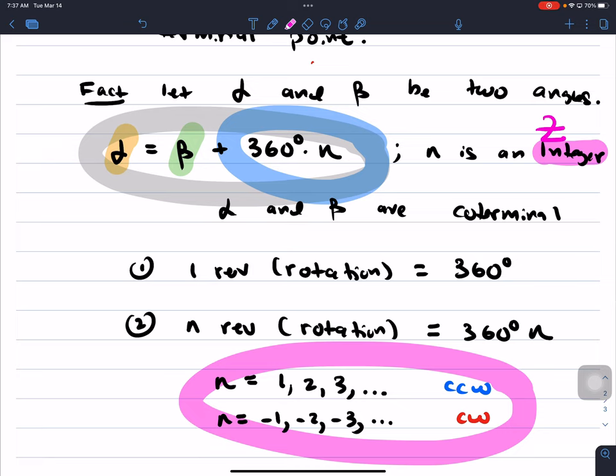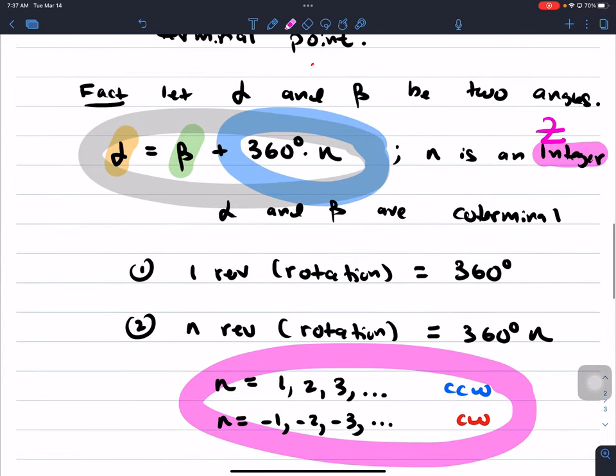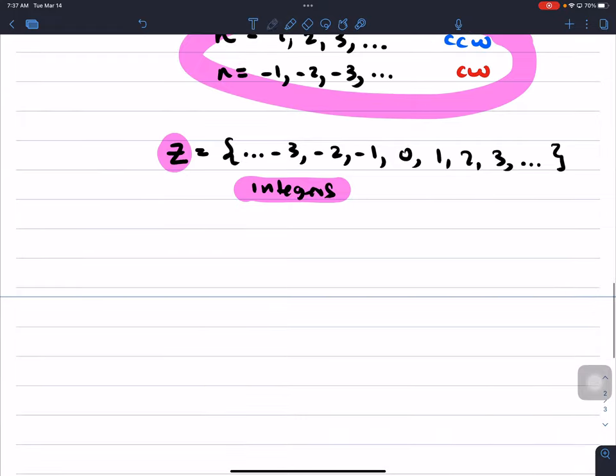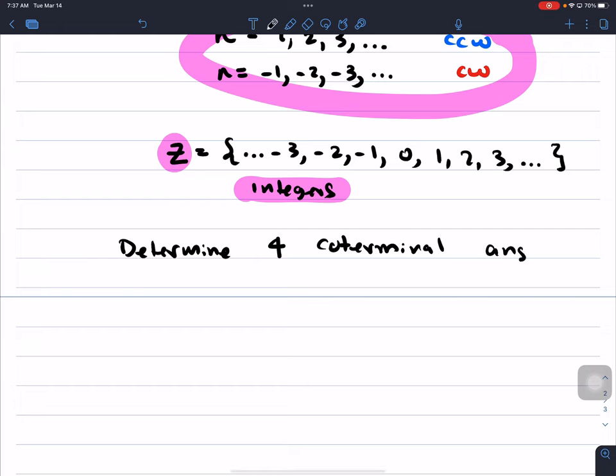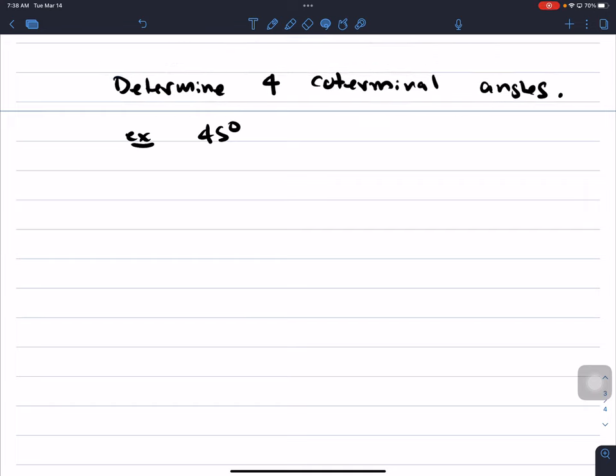So this gives you a very easy way to generate coterminal angles. You guys understand what I'm saying? This formula allows you to generate coterminal angles. Let me show you how to use this. For example, they're going to say: determine four coterminal angles. So for example, you're going to start with 45 degrees here. We start with 45 degrees and we want coterminal angles.